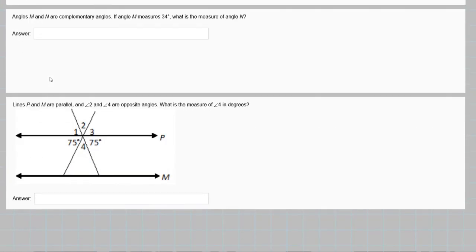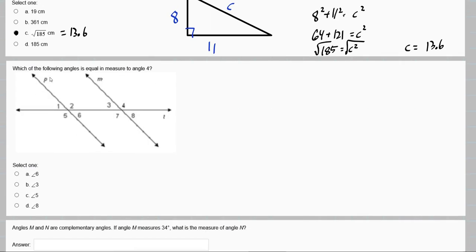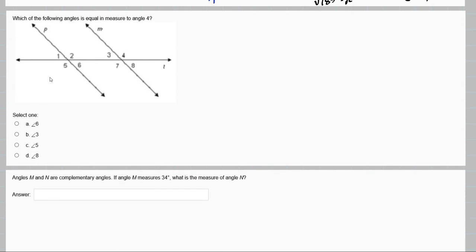I think we've only got 3 left here. I think I can actually get through these all. Let's find out. Next, which of the following angles is equal to angle 4?